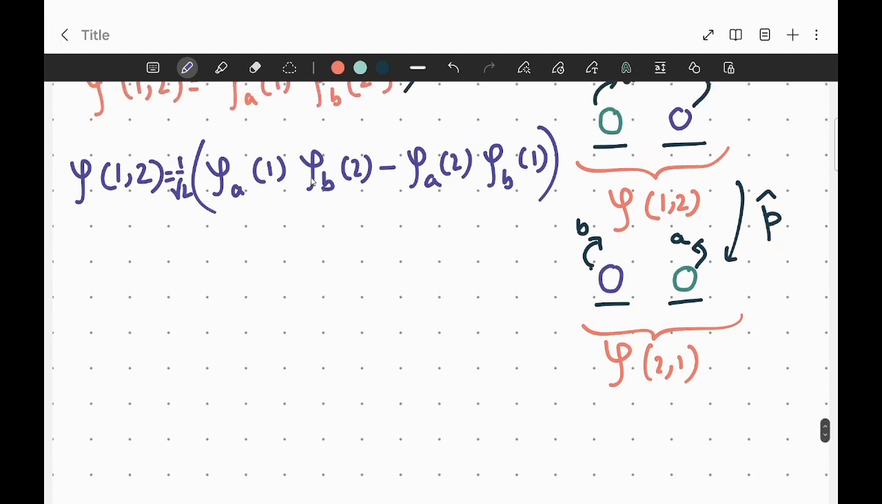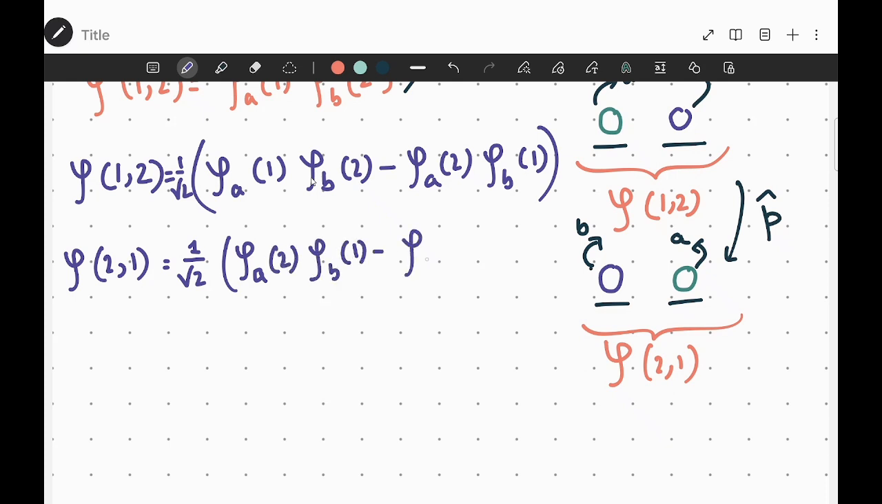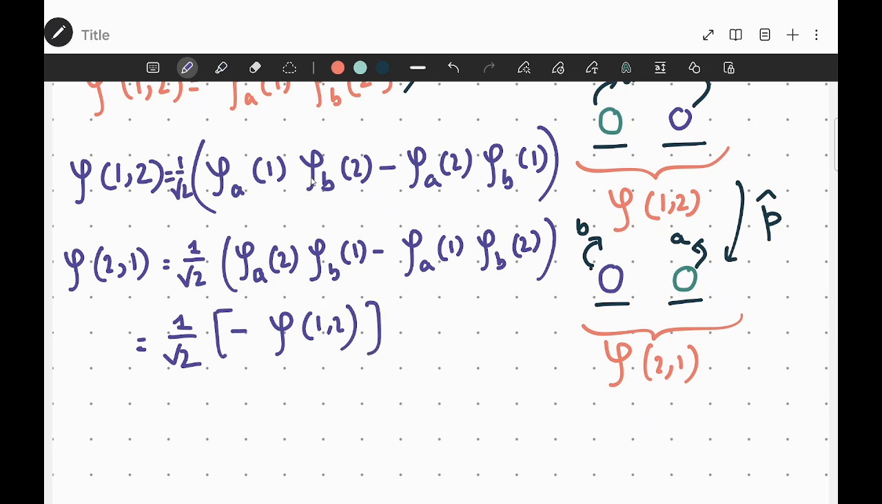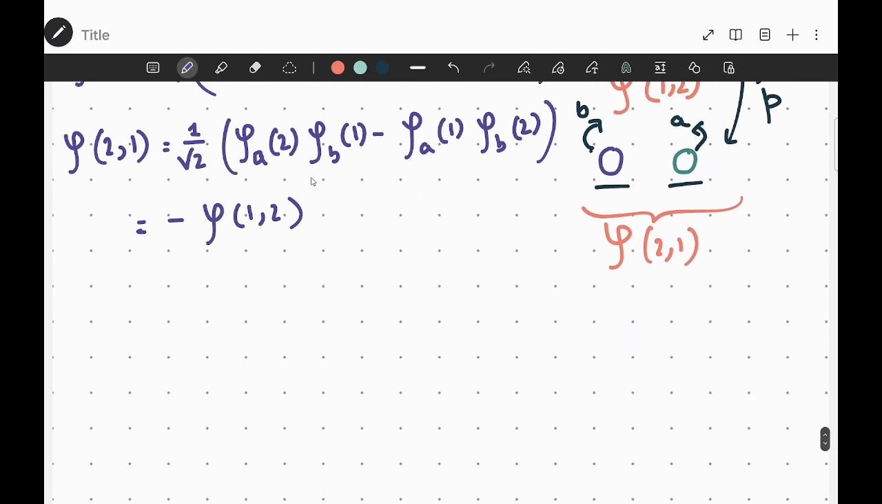So what will psi 2 1 be now? Psi 2 1 is 1 over root 2, and we just have to exchange the coordinates. Correct? So essentially it is minus psi 1 2. It is straightforward, right? So it is now antisymmetric. So this is the correct wave function for fermions.